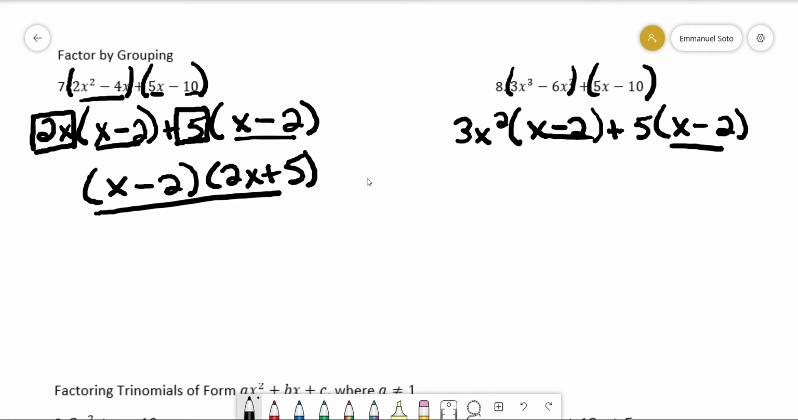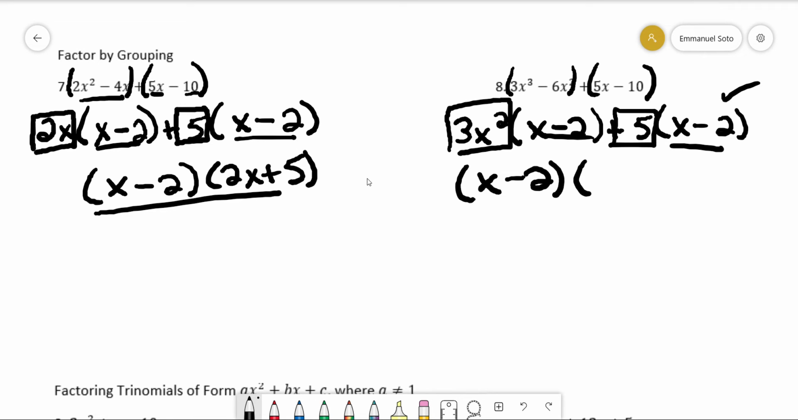Again, these match. If these match, you're doing everything correctly. So one of your things is x minus 2, and your other factor is given by your 3x squared plus 5. Alright, there's your answer.